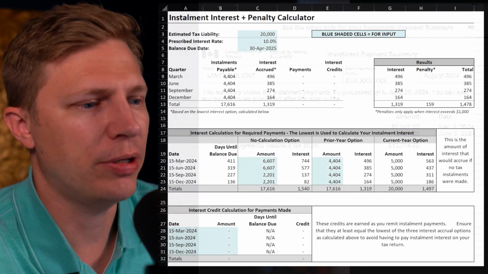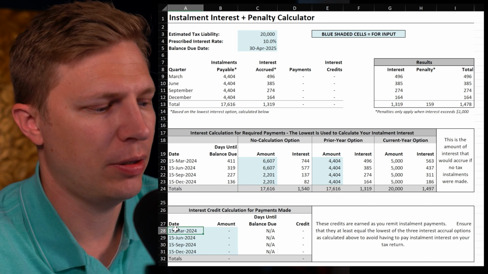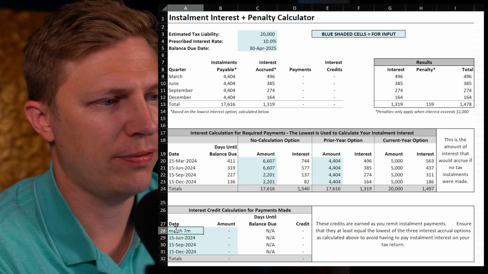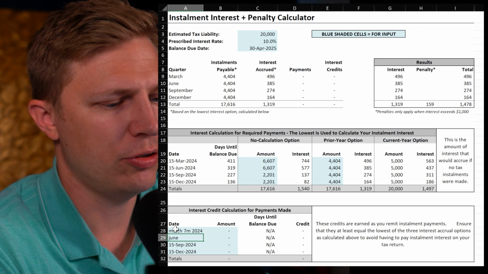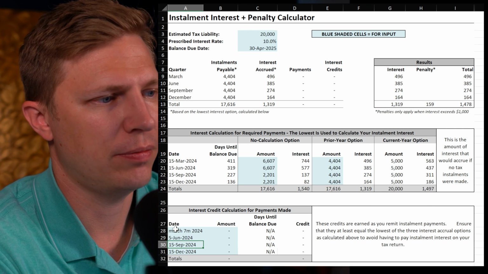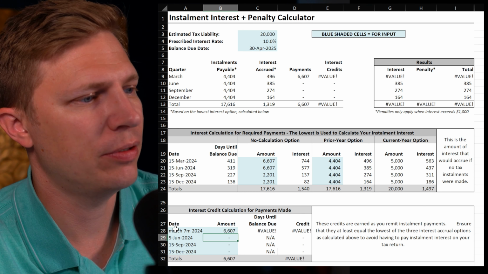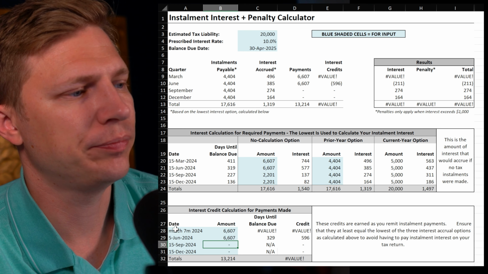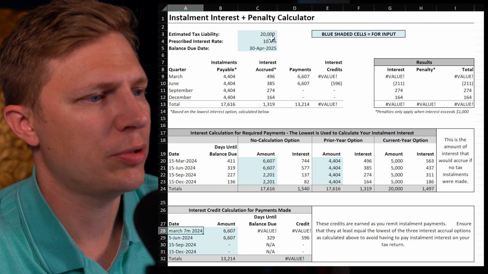Okay, so let's do that. Not March 15th, March 7th and June 5th. 6607 and 6607. Oops.